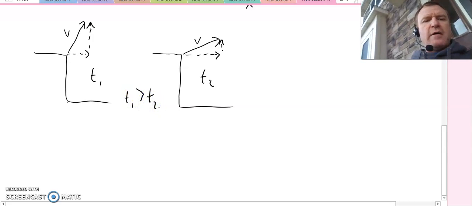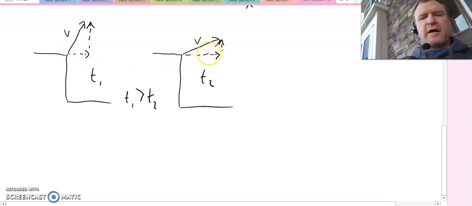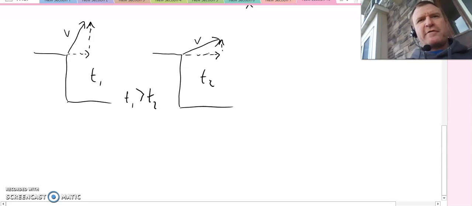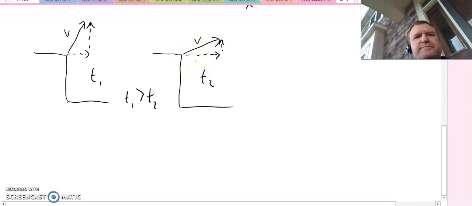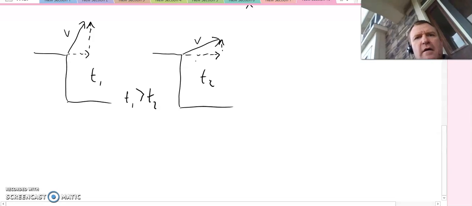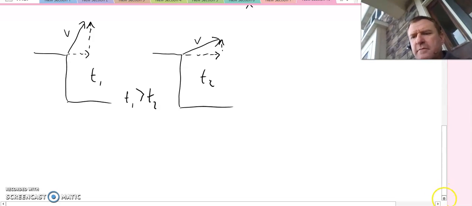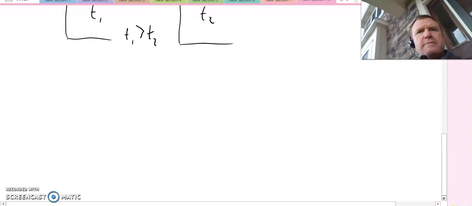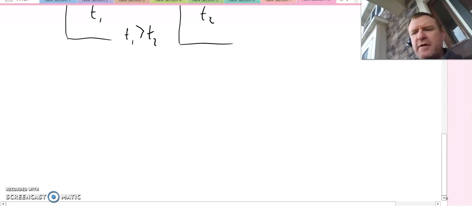Okay, now notice when you change the angle, you're also changing the horizontal component of the velocity. So which one goes farther? Well, that's going to be a little more difficult to answer. You're going to probably have to go in and do some calculations there. Okay, I made a couple notes here. I want to make sure I'm covering things.